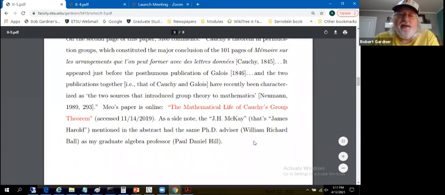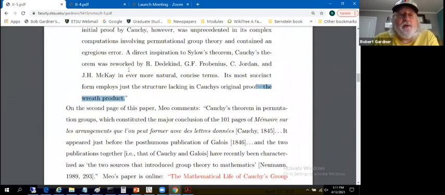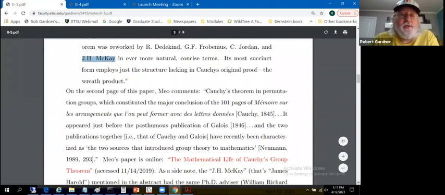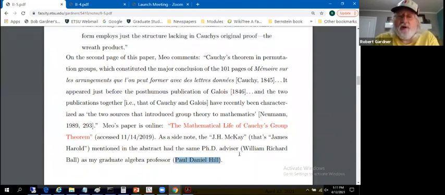Just a quick little side note, the J.H. Mackay listed above in the abstract. I don't have too many connections to the algebra community, but J.H. Mackay's PhD advisor was the PhD advisor of the chap from whom I took graduate algebra, Paul Hill, in 1984-85 in Auburn. Paul Hill was at Auburn. William Ball, the PhD advisor, was also at Auburn when I was there. I think he retired while I was there pretty early on. Mackay, I think the connection with Mackay, I don't think that's through Auburn University though.